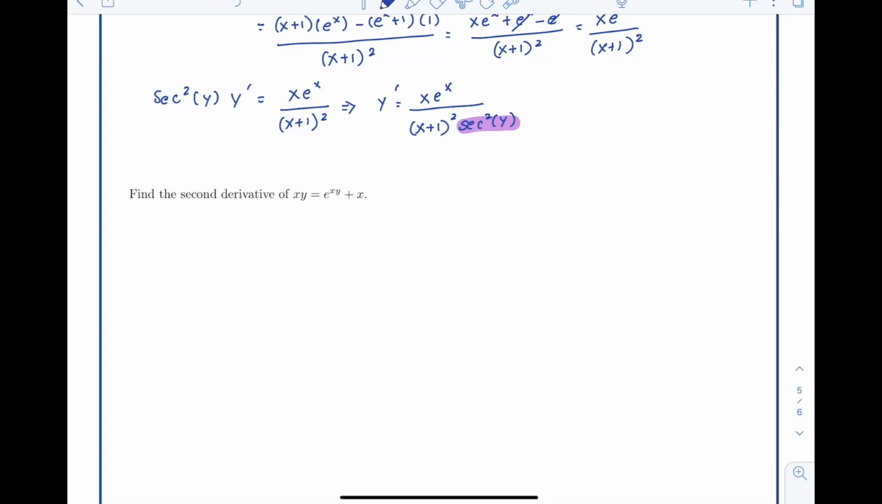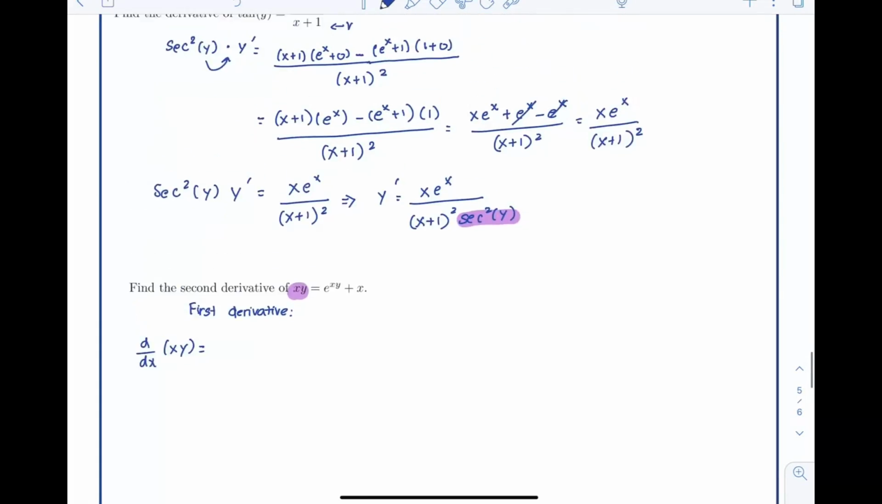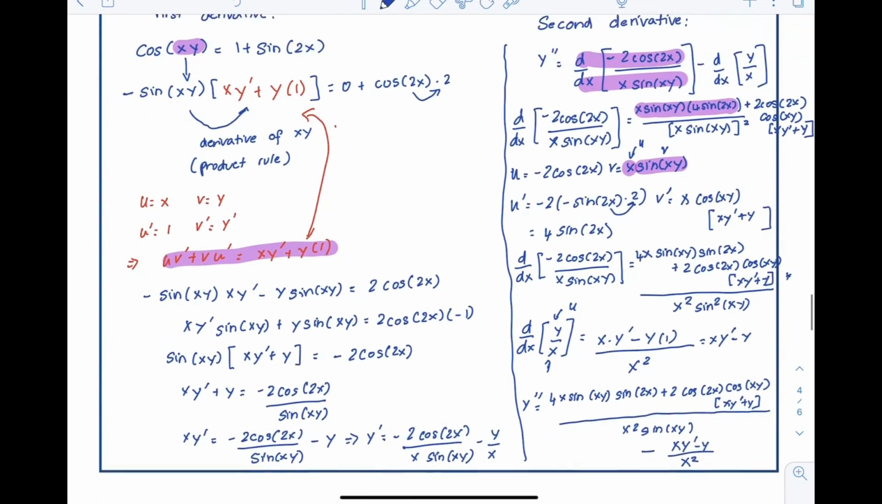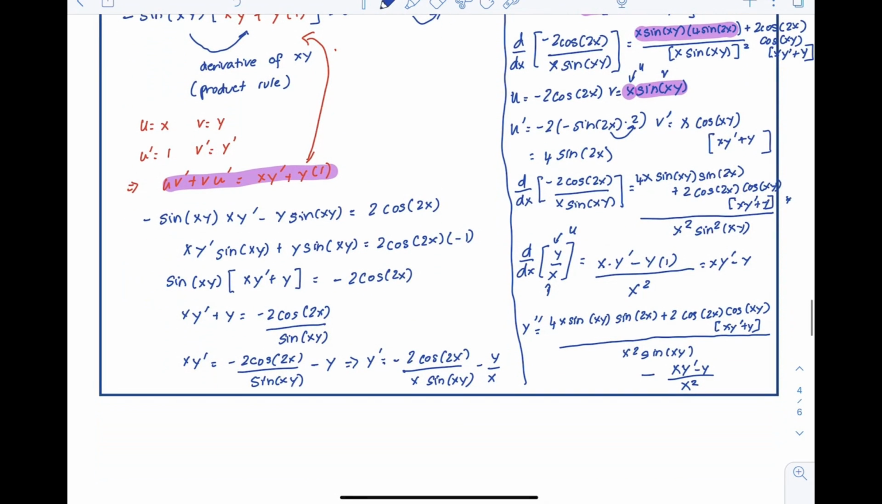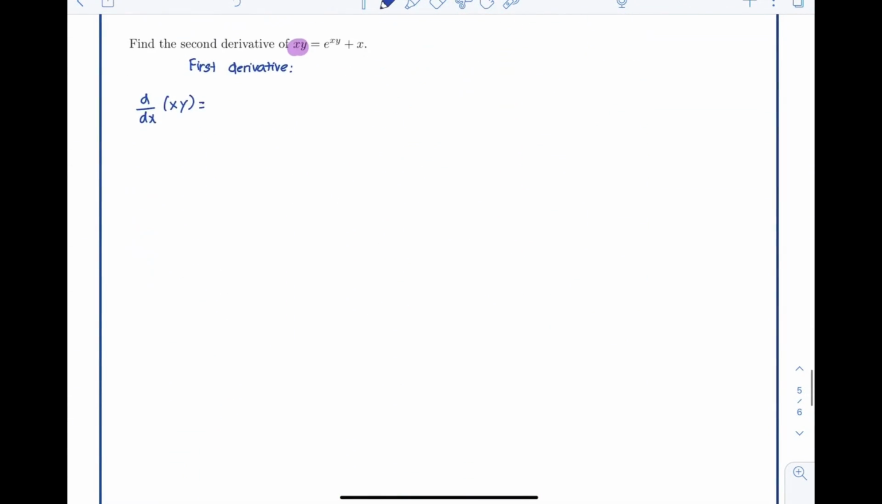So here we have another problem on second derivatives, which is good practice. So left hand side we have x times y, right hand side we have e raised xy plus x. The left hand side we have to find the derivative using product rule. So let's start with the left hand side, derivative of x times y. And from the previous problem, we already have that information because we took the derivative of x times y there. So we could directly use that. So we will have x times y prime plus y.